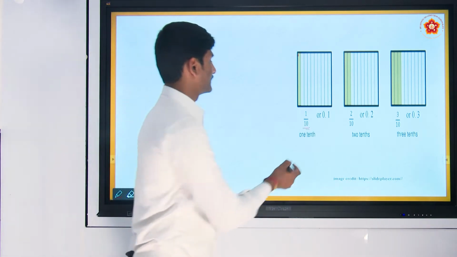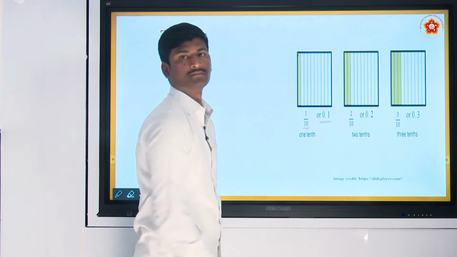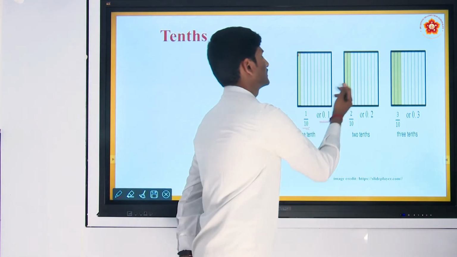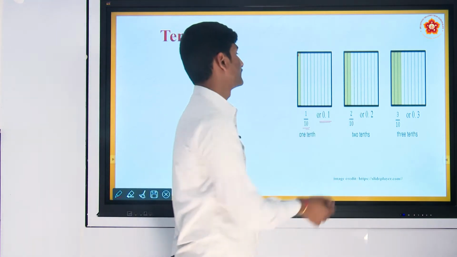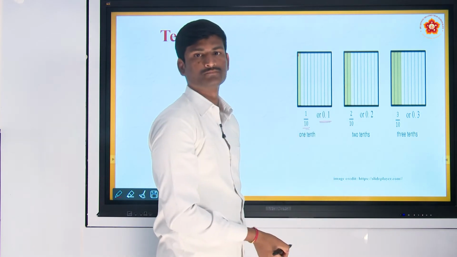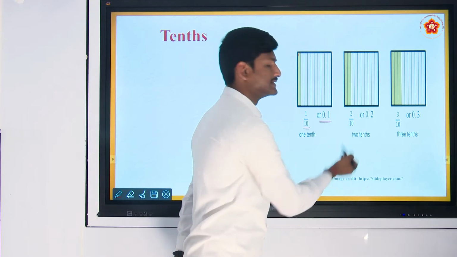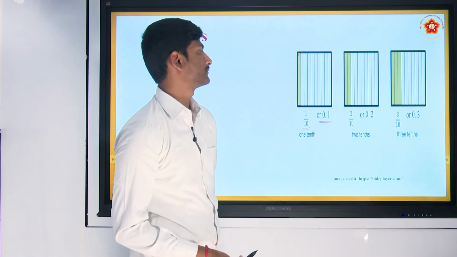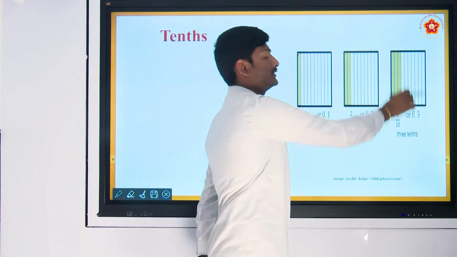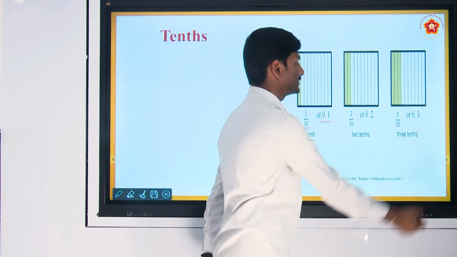It is represented in decimal notation as 0.1. 1 by 10 means 0.1. And another box, we shaded 2 parts. We represent it as 2 by 10. That means 2 tenths or 0.2. And then we shaded 3 parts. 3 parts means 3 by 10 or 0.3, 3 tenths.